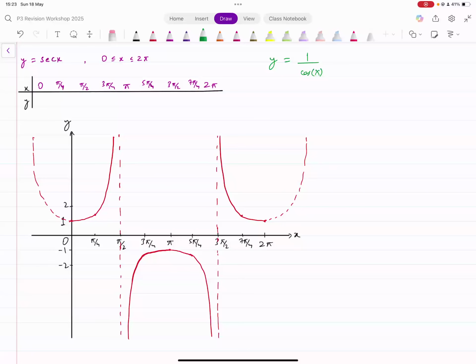Whatever it is, if it's cosecant 2x, just put that in your calculator. For cosecant 2x, you put 1 over sine 2x in your calculator. You won't think about transformation. Just put this on your calculator, plot those points, and make a shape that looks like this. That's it.